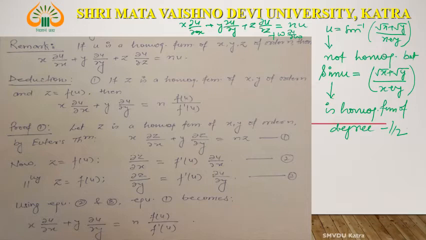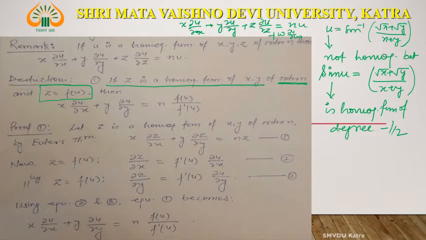Now, what this deduction states is that if any function is not homogeneous in terms of x and y, but its modified form, something like this sine u, is homogeneous, then Euler's theorem is applicable for sine u, not on u. See the deduction. If z is a homogeneous function of x, y of order n, and z is f of u, then x del u by del x plus y del u by del y is equal to n f of u divided by the derivative of f with respect to u, right?